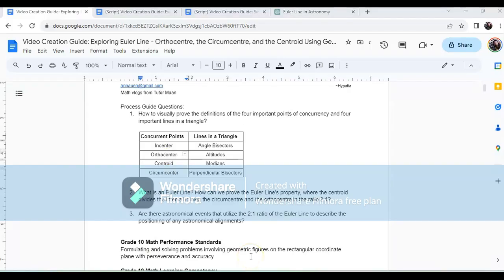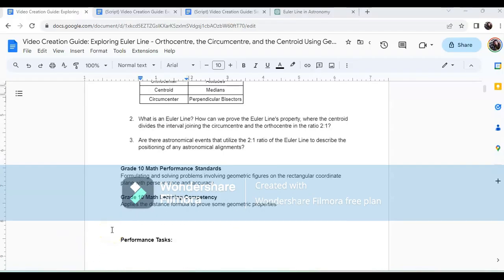Lastly, you might be wondering, are there astronomical events that utilize the 2:1 ratio of the Euler line in order to describe the positioning of any astronomical alignments? If yes, and you're interested in knowing more about the Euler line, its elements, and its proof, then join me as we appreciate and find joy in describing these great ancient mathematical concepts.